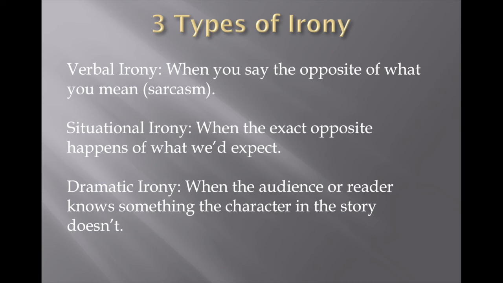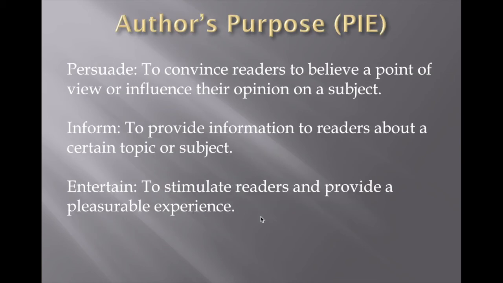And then dramatic irony. It's when the audience or the reader knows something the character in the story does not. For example, in Romeo and Juliet, we know that Juliet is not really dead. She just took a sleeping potion. And then finally, author's purpose, the acronym PIE. P-I-E, persuade, to convince readers to believe a point of view or influence their opinion on a subject. That would be to persuade. If the author's purpose was to inform, to provide information to readers about a certain topic or subject, or to entertain, to stimulate readers and provide a pleasurable experience.